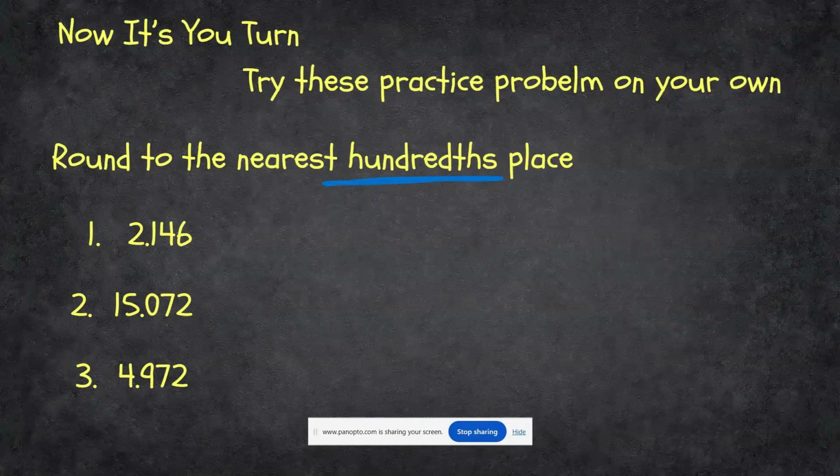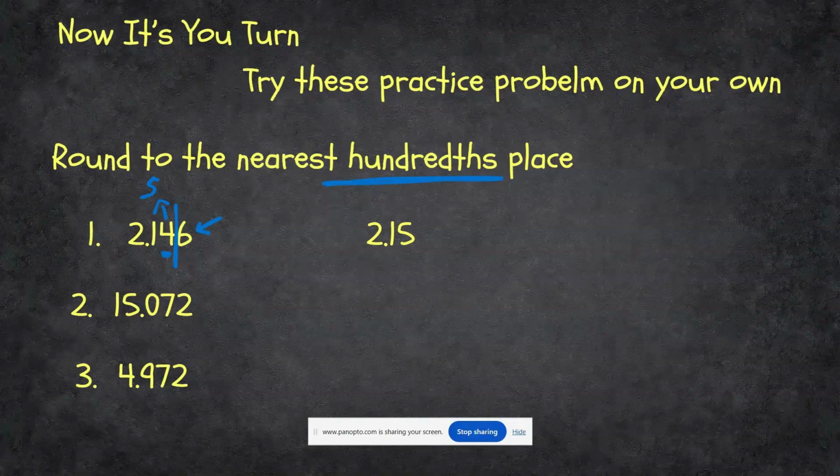All right, so you got your answers. Let's see how you did. So our very first one, 2 and 146 thousandths. I need to underline the hundredths, draw my line. That 6 tells my 4, you are going to soar and you're going to become a 5. So our answer that we should have got was 2 and 15 hundredths.